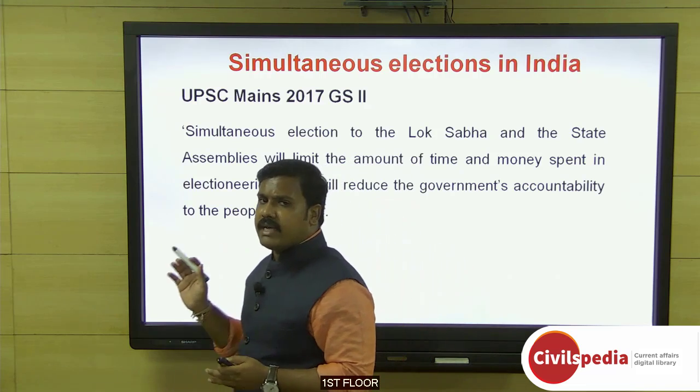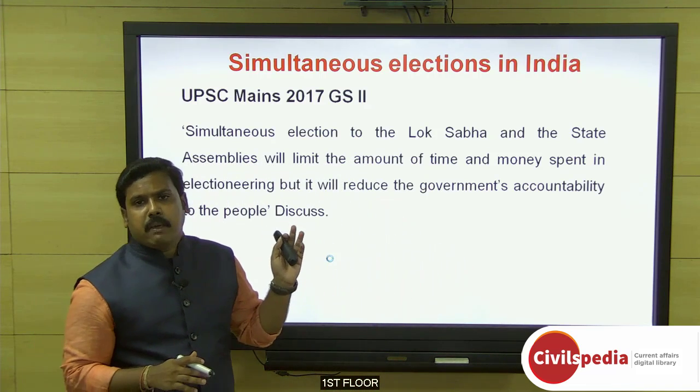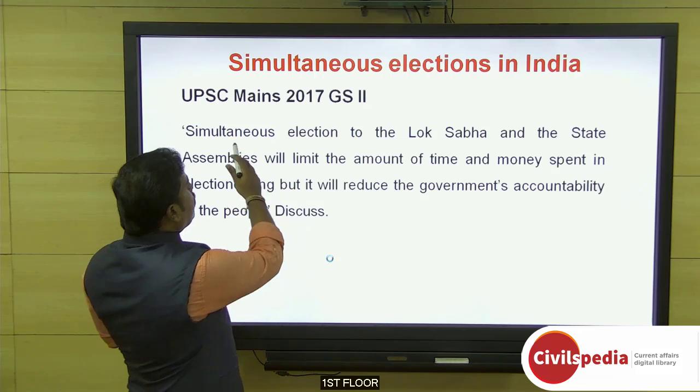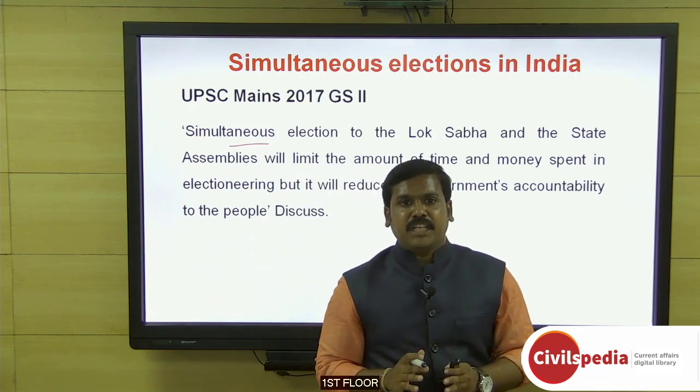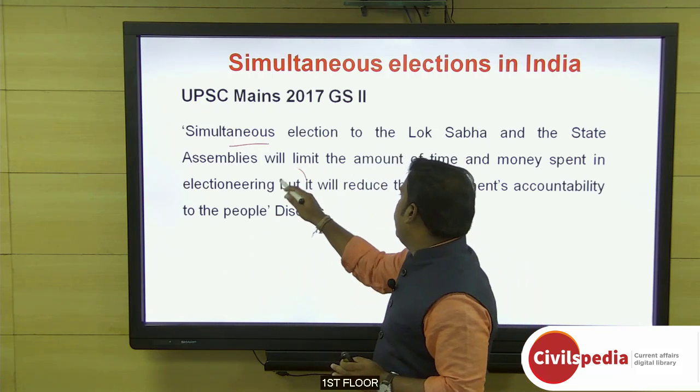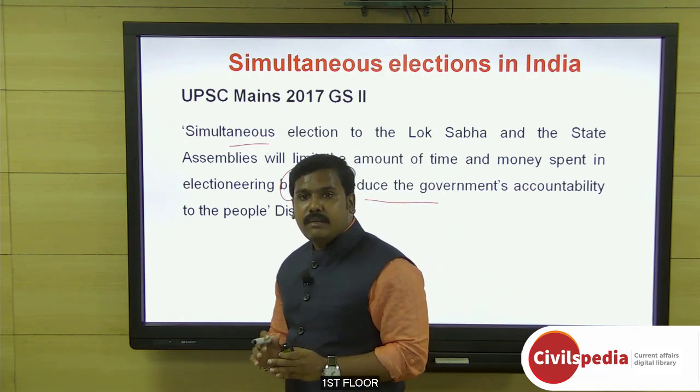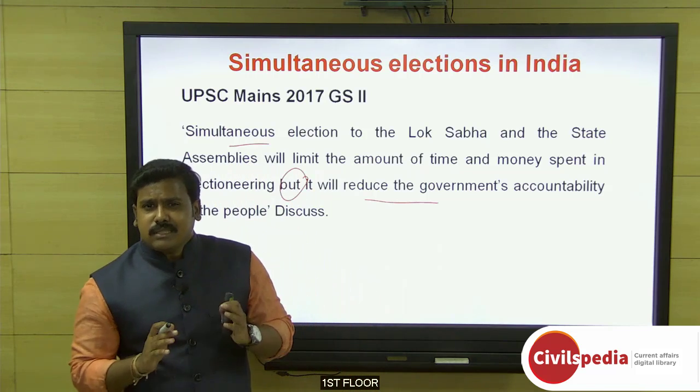So this is a question they asked last year in the 2017 GS Paper 2. The question is: simultaneous elections to the Lok Sabha and the state assemblies will limit the amount of time and money spent in electioneering, but it will reduce the government's accountability to the people. Discuss. So this is the question they asked.